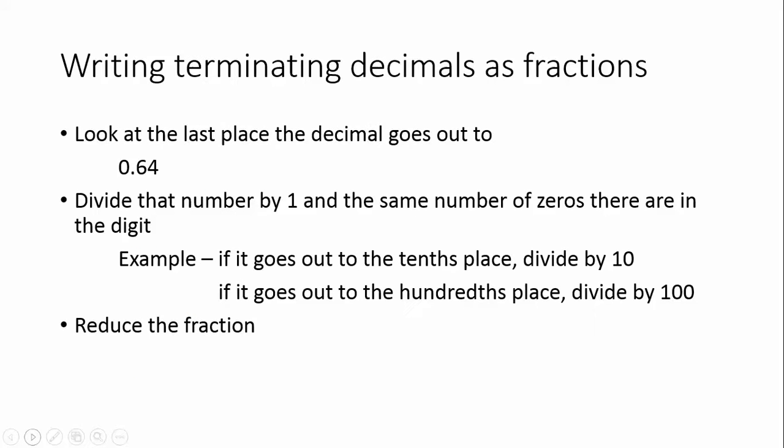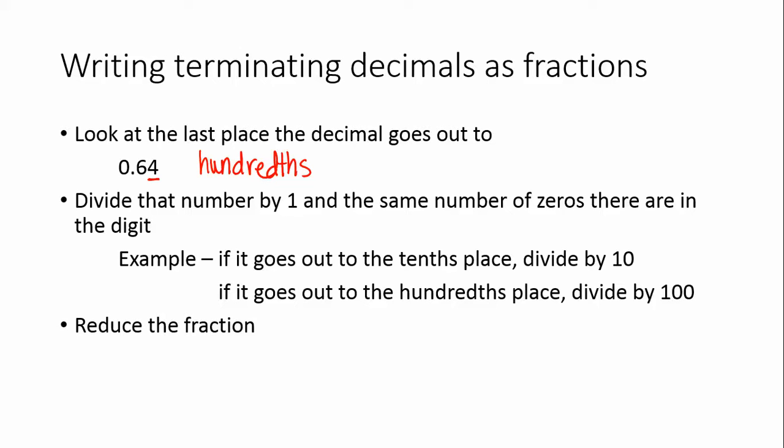Next we're going to talk about how to write terminating decimals as fractions. You do need to make sure that this goes into your notebook and that you've written these steps down. So when you're writing a terminating decimal as a fraction, the first thing you need to do is look at the last place that the decimal goes out to. So for example, in 0.64, the last digit is in the hundredths place.